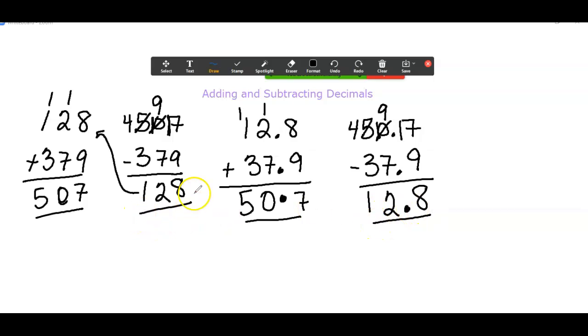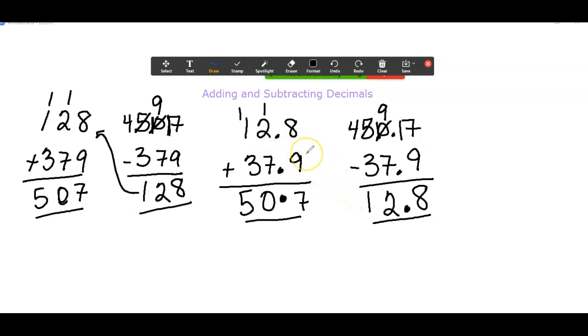Again, same digits. I did that because I want to illustrate to you that the process of adding and subtracting decimals is exactly the same as with whole numbers. The only thing that's different is that you must line up your decimals. Here's why that's so important.